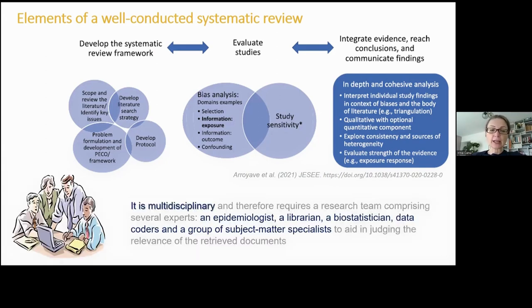And what's important to say is that meta-analysis and systematic reviews are very multidisciplinary work because we always need an epidemiologist for bias assessment and design issues, a librarian to ensure that the literature search is exhaustive and exact, a biostatistician if we do meta-analysis, and we need, of course, the subject matter specialists and coders who extract the data, screen the data, and do this work, which lasts for at least 2 years on average.